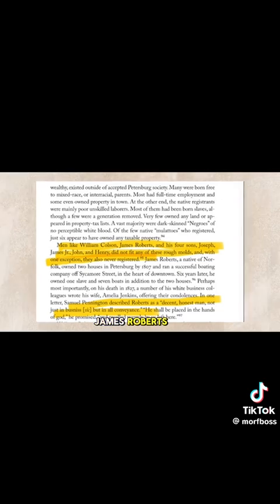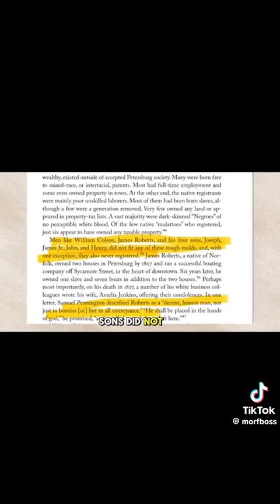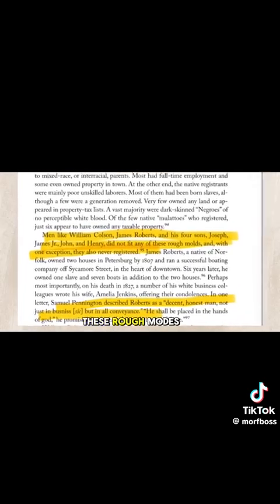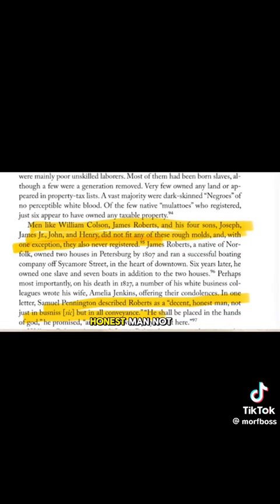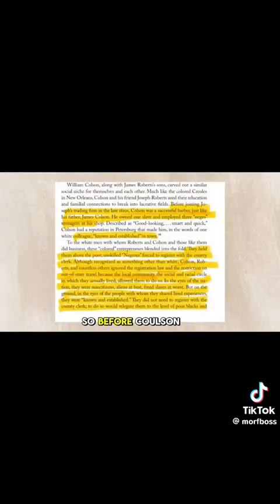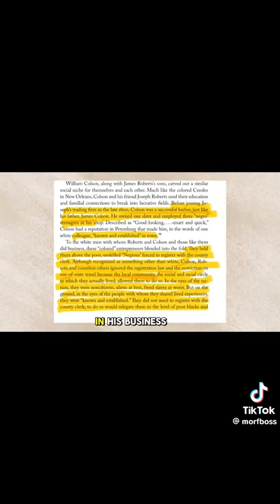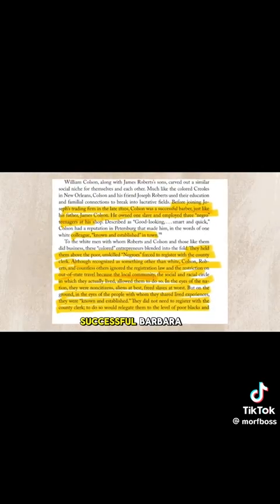And it reads, men like William Colson, James Roberts, and his 4 sons did not fit any of these rough molds. Samuel Pennington describes Roberts as a decent, honest man, not just in business, but in all convenience. So before Colson's sons joined Joseph in his business, Colson was a successful barber.